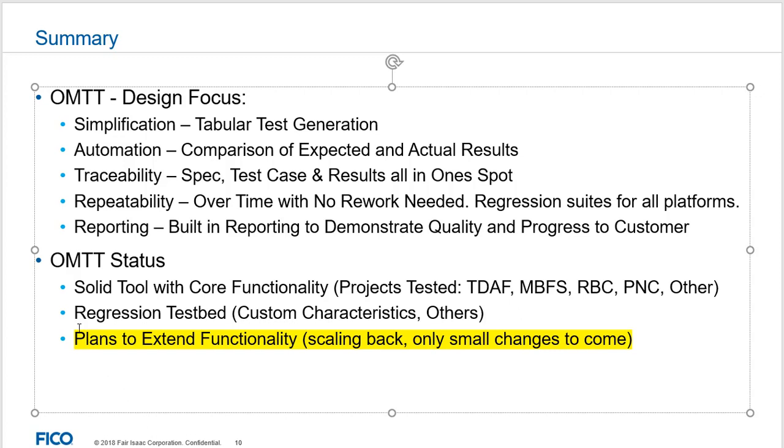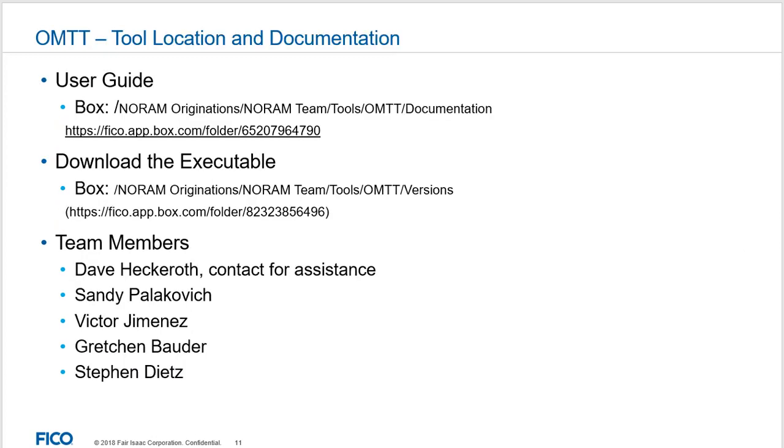And like I just highlighted, the plans to extend the functionality of OMTT are scaling way back, and there's only going to be small changes with maybe the exception of that one utility that I just talked about. So there you have it in a nutshell. From a user guide perspective and a downloadable and executable perspective, you can see that these are the locations that you can still go to acquire those things.